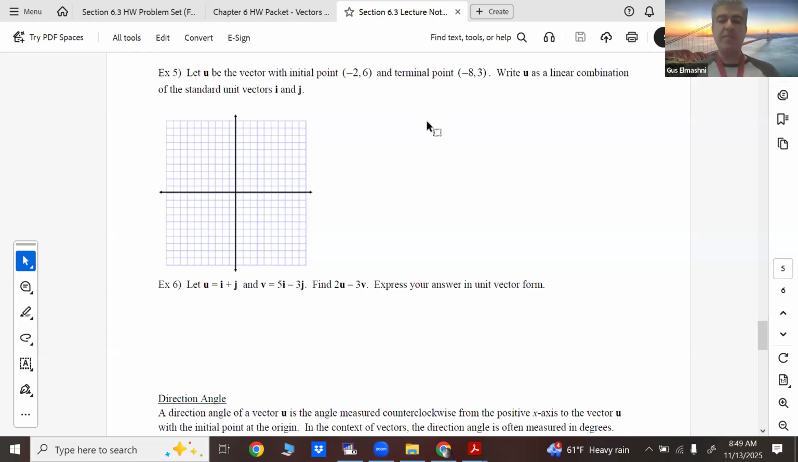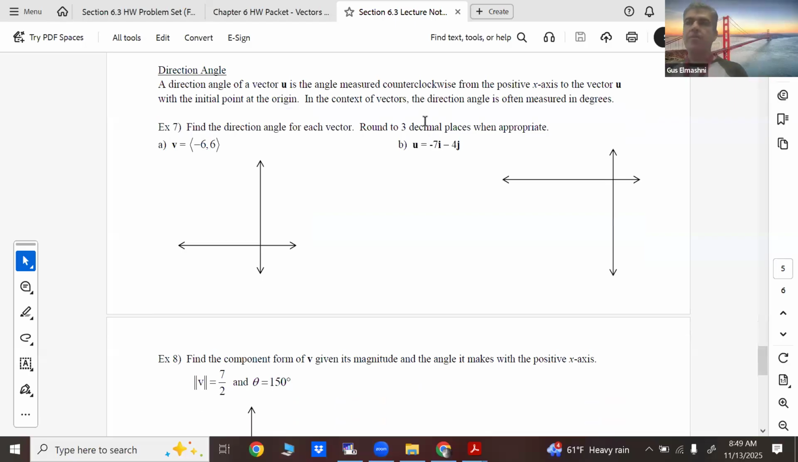Let's talk about direction angle then. All right. So direction angle of a vector u is the angle measured counterclockwise from the positive x-axis to the vector u with initial point at the origin. In the context of vectors, direction angle is often measured in degrees. Okay, so we use degrees.